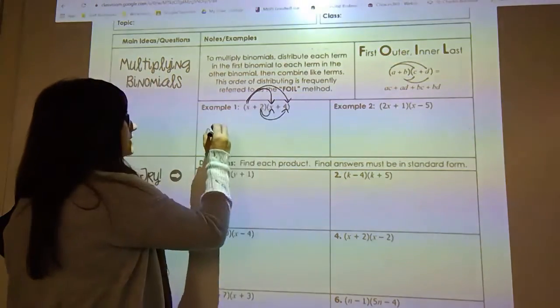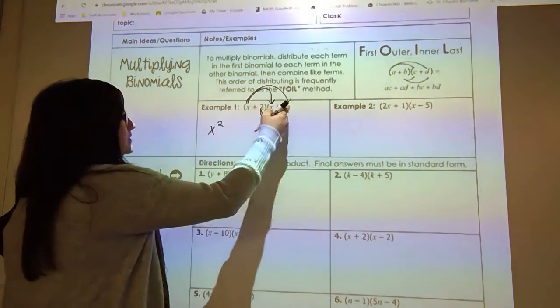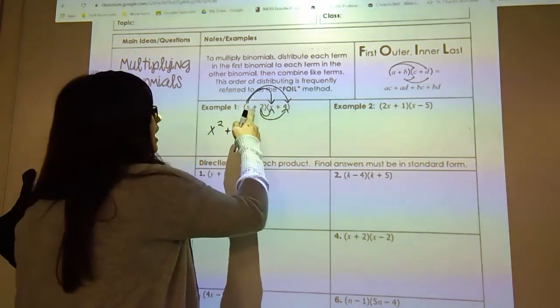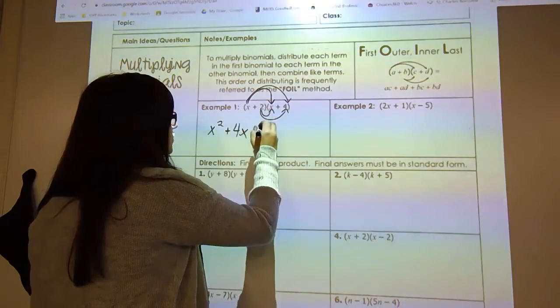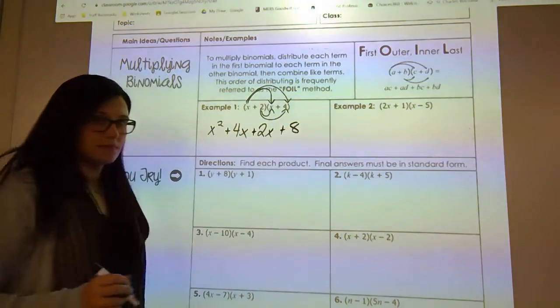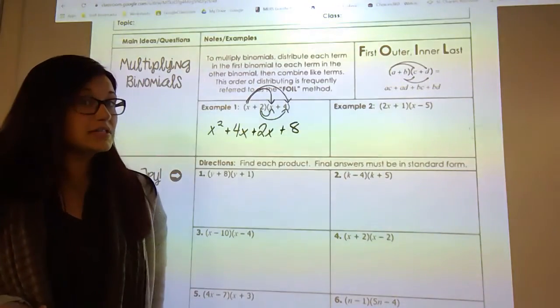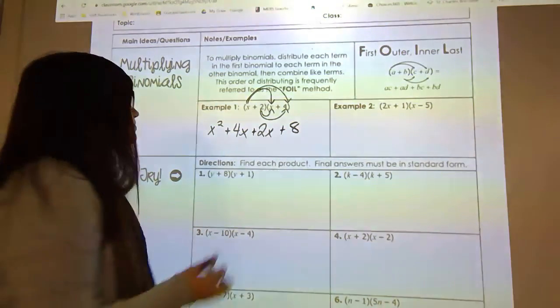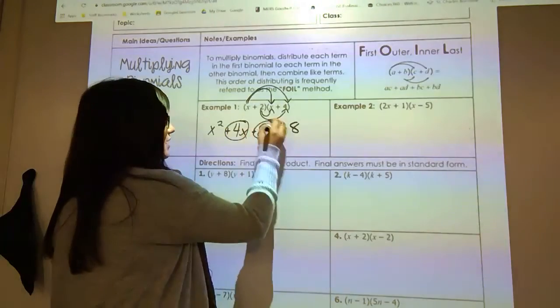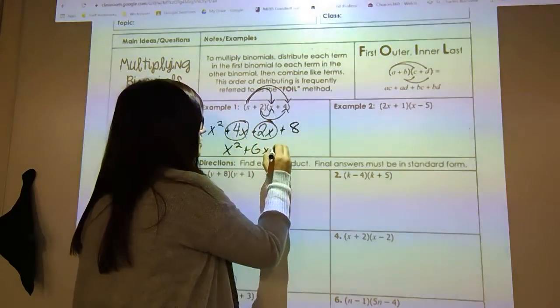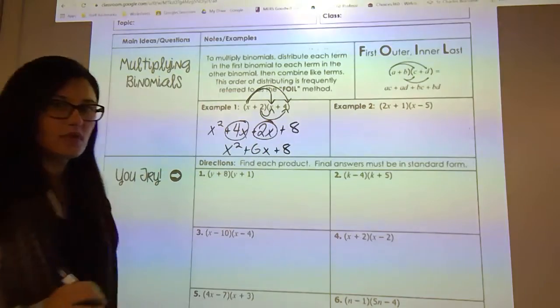So x times x is x squared, x times 4, we write that as plus 4x. And then inner, 2 times x is just 2x. 2 times 4 is 8. Now, one thing with these is most of the time you're going to have to combine like terms at the end as well. So you should always be checking that. We have a positive 4x and a positive 2x. x squared plus 6x plus 8. Okay, and we're done.